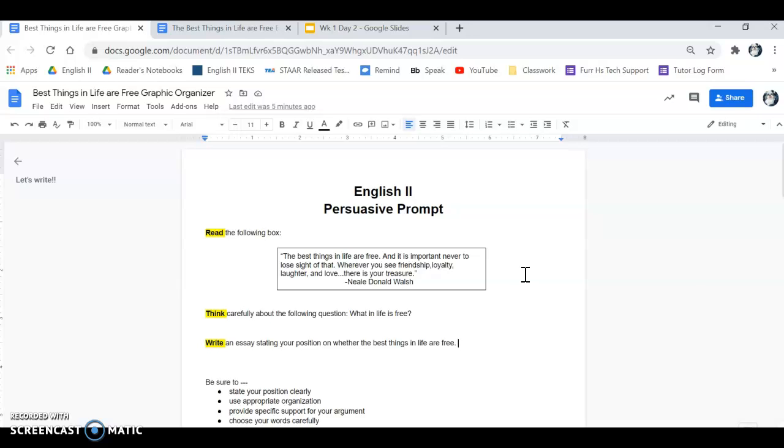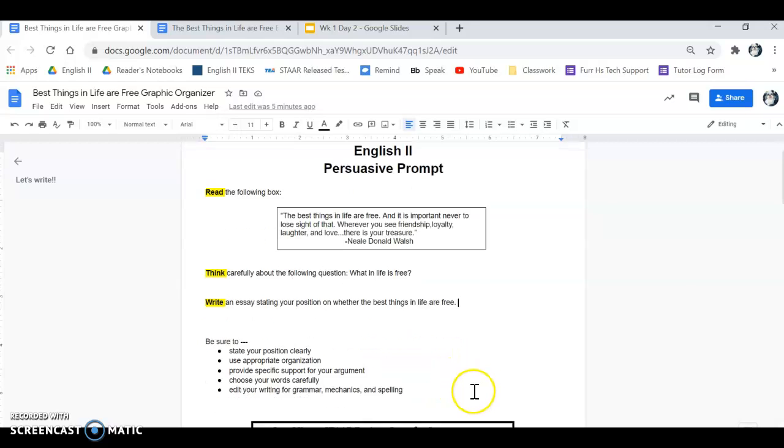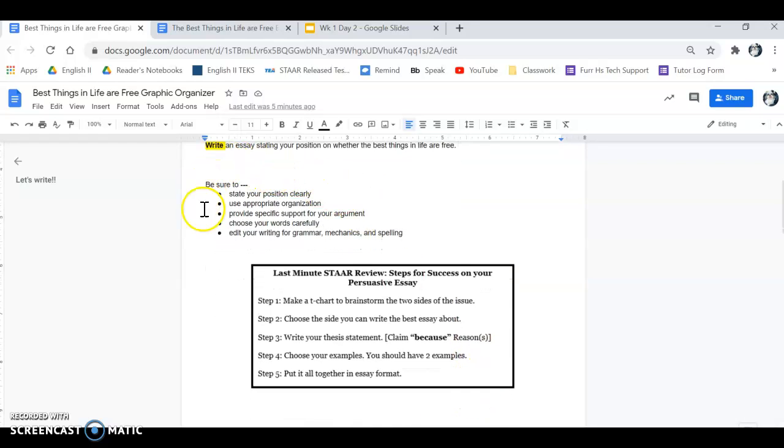So I have to state my position, meaning I have to choose a side: if the best things in life are free or if they cost money. These are just some reminders that will also be on your STAR test. Be sure to state your position carefully, so you have to choose a side and state it clearly. Use appropriate organization, that's your separate paragraphs. Provide specific support for your argument, evidence, your specific examples. It even says specific, guys. Choose your words carefully, and edit your writing for grammar, mechanics, and spelling.